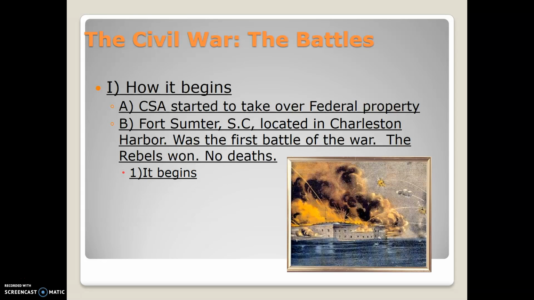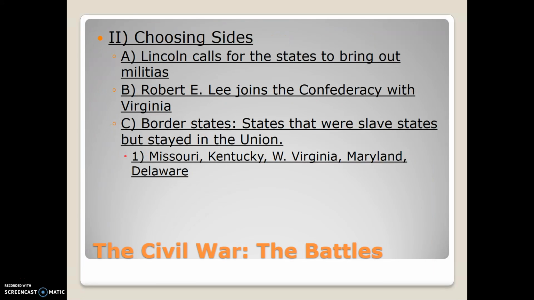But then the Confederacy attacks Fort Sumter, South Carolina, located in Charleston Harbor, and this ends up becoming the first battle of the war. So what happens? The rebels end up winning, and there are no deaths. Because of this battle, Lincoln makes the decision that he does have to defend federal property, so the Civil War begins.